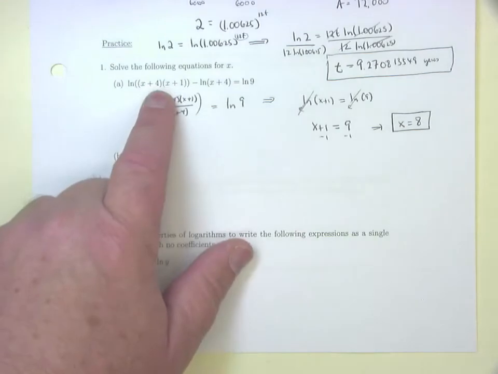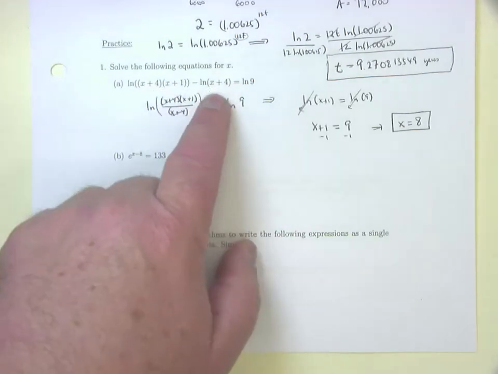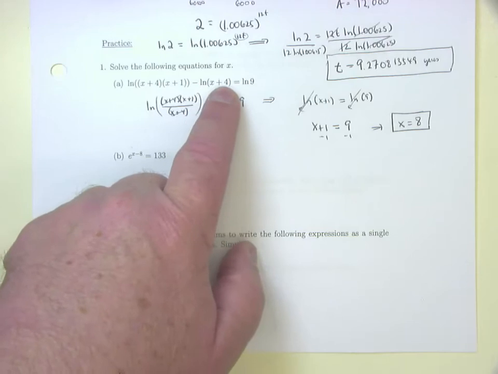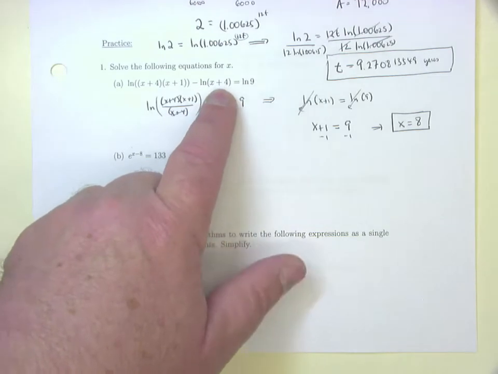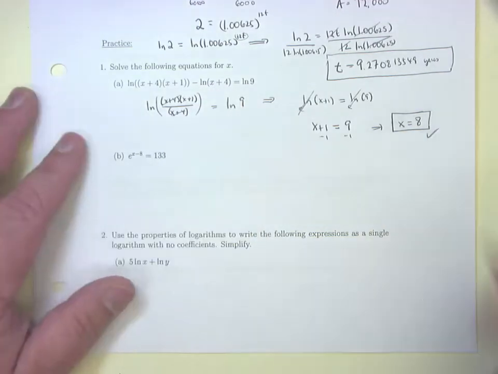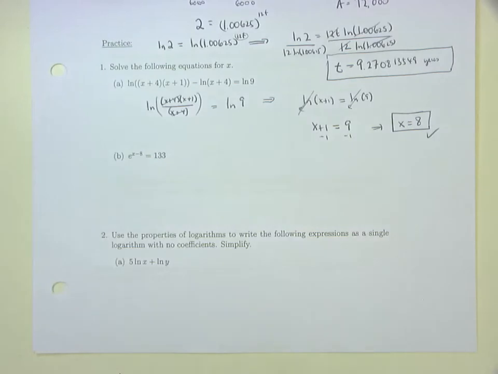So that's nice and positive. That's all I care about. 8 plus 4 is 12, and 12 is positive, so this is a good answer. Just mentally, go back and plug it in. But if you get a negative number, natural log of negative 5, sorry, the answer is no solution. You cannot have that as an answer. You have to check your answers with logs.